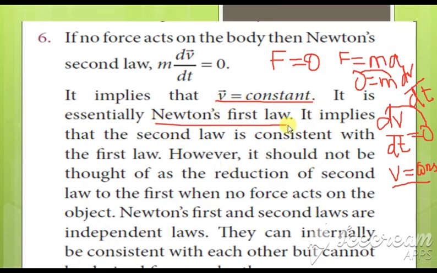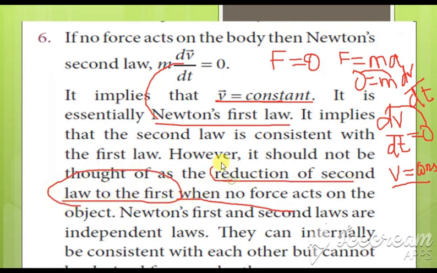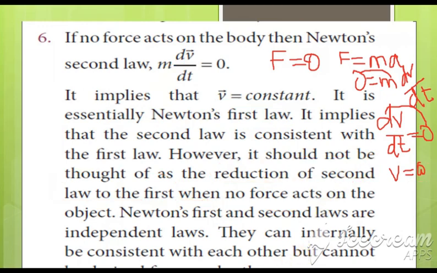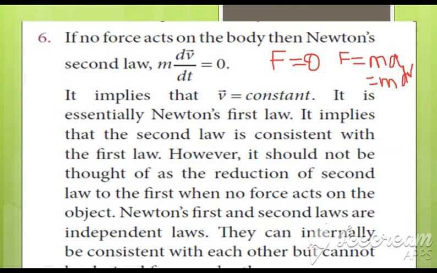So this is Newton's first law. Because when you differentiate, that becomes constant, that is Newton's first law. So from the second law we have derived the first law. When there is no force acting on a body, the velocity remains constant. So the second law is being reduced to the first law. This is the main point, because the second law has been reduced to the first law when there is no force acting on the body. So this is the sixth point.